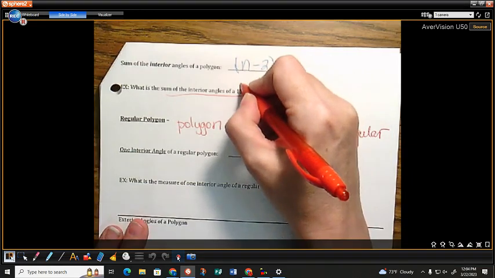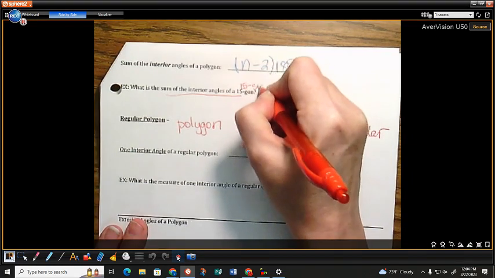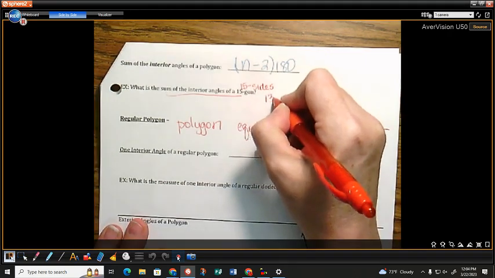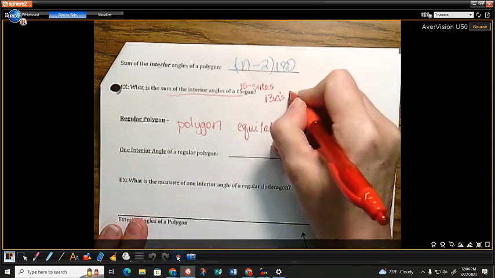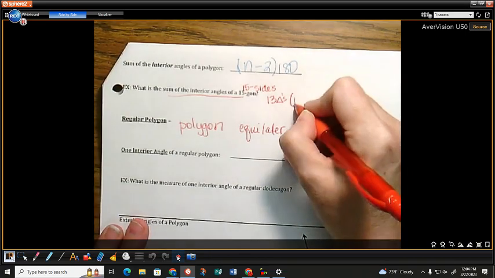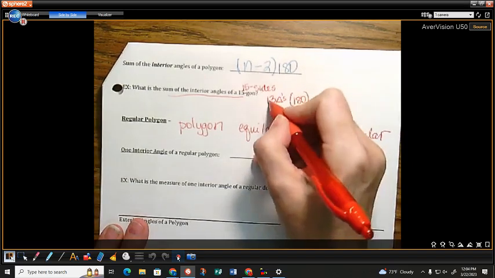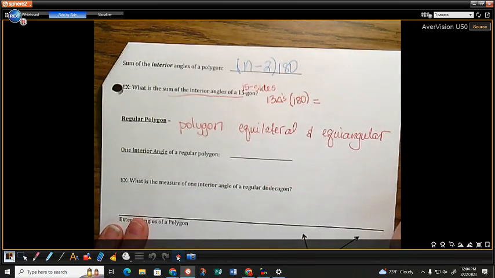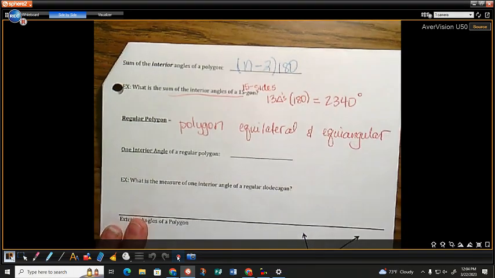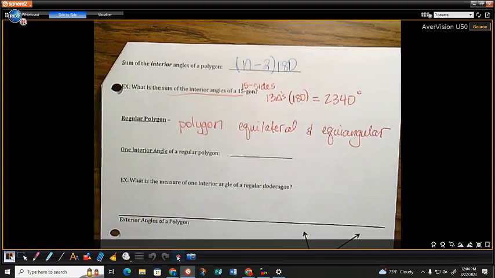Well, if it's a 15-gon, it has 15 sides. So how many triangles are inside a 15-gon? 13 triangles. How many degrees each? 180. So 13 times 180 comes out to be 2,340 stinking degrees. That's a lot of degrees.